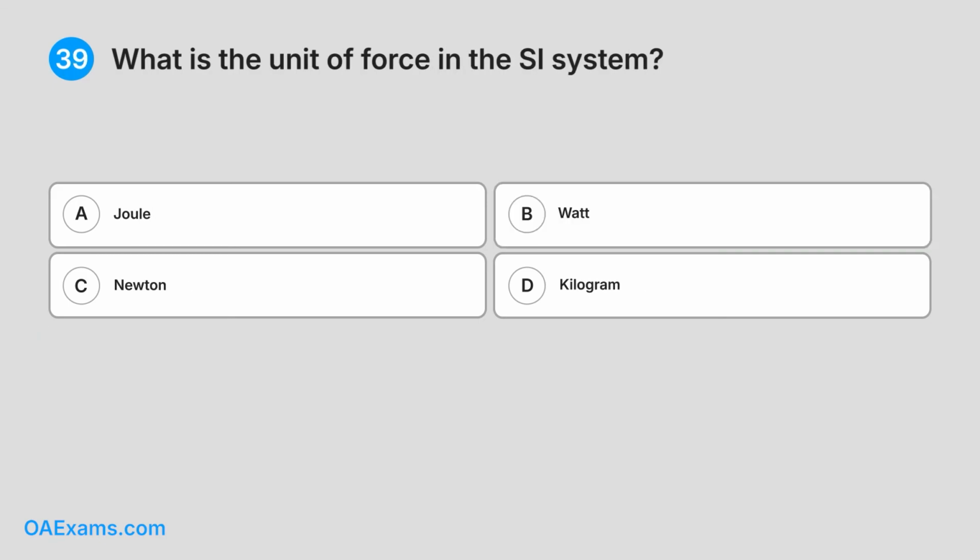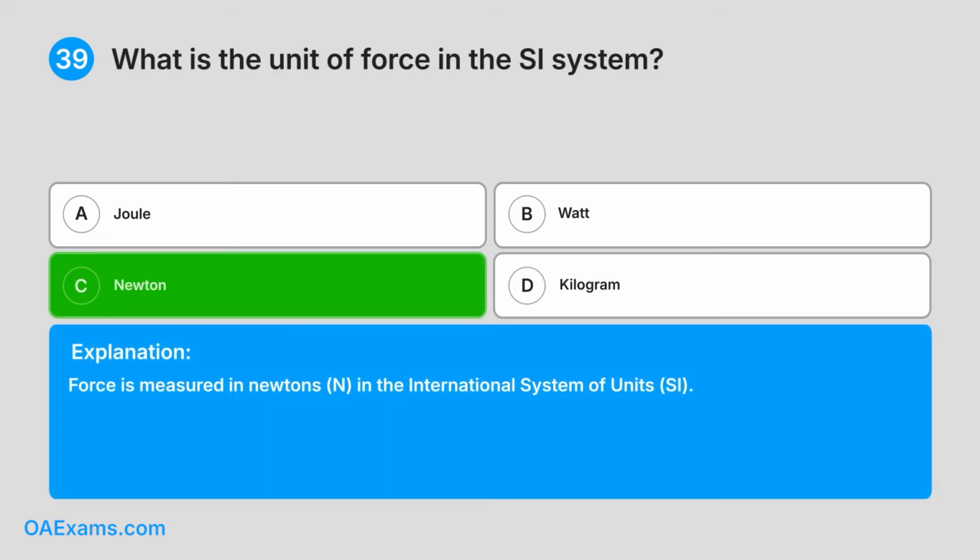39. What is the unit of force in the SI system? A. Joule. B. Watt. C. Newton. D. Kilogram. Can you guess the answer? Correct answer: C. Newton. Explanation: Force is measured in newtons, N, in the International System of Units, SI.